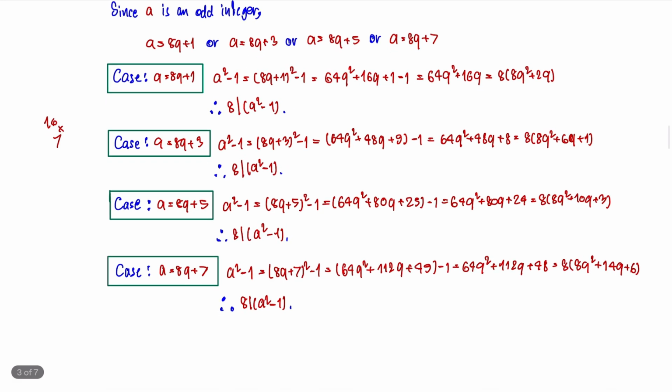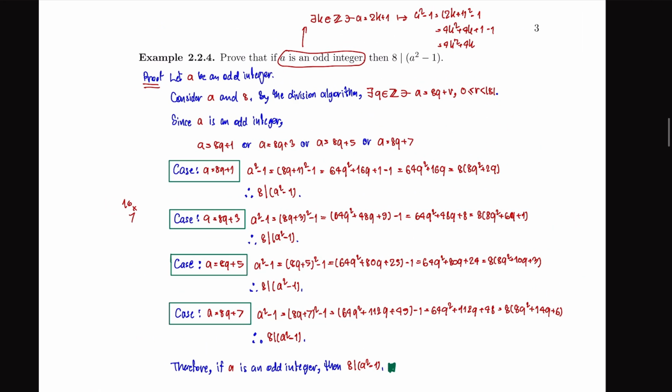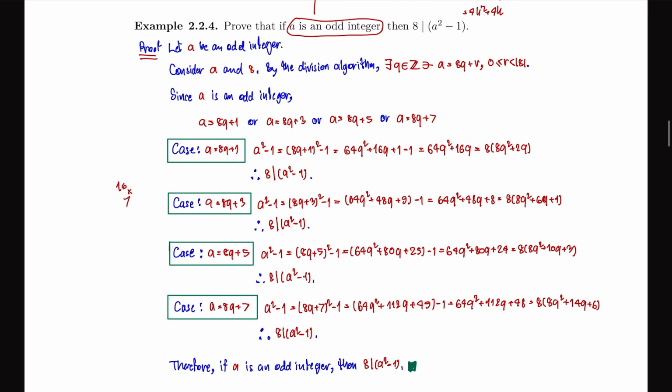So this is what we have right here. Therefore, we have shown that if a is an odd integer, then 8 divides a squared minus 1. So that's what we have right here. We have proved this example already. So that's it for today, and see you in the next video.